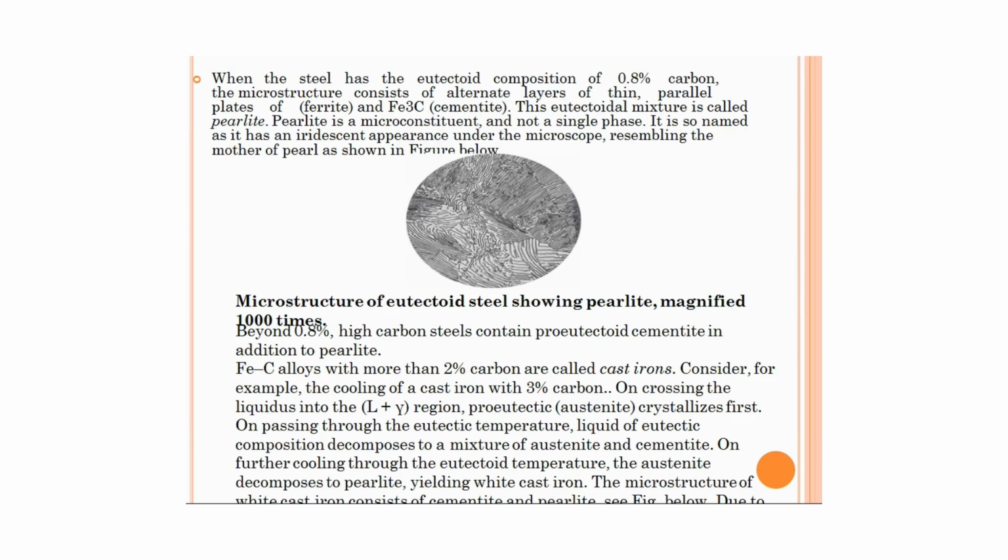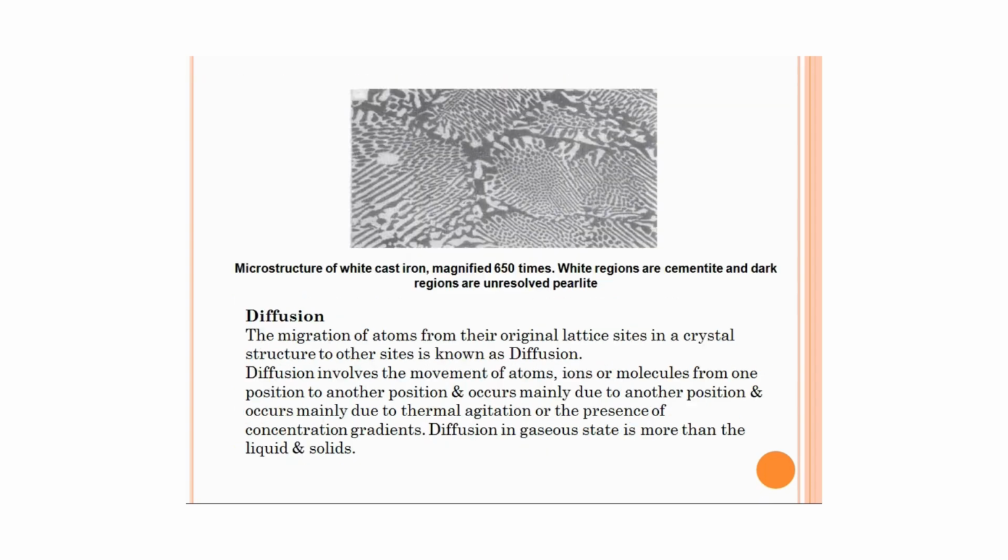So here the microstructure of eutectoid is showing pearlite when it is magnified 1000 times with the help of a scanning electron microscope. Here you can see how the bonding happens and the structure of iron and iron carbide. It is shown in the pearlite. White cast iron magnified 650 times. White regions are cementite, dark regions are unresolved pearlite which is present in the iron carbide equilibrium diagram.